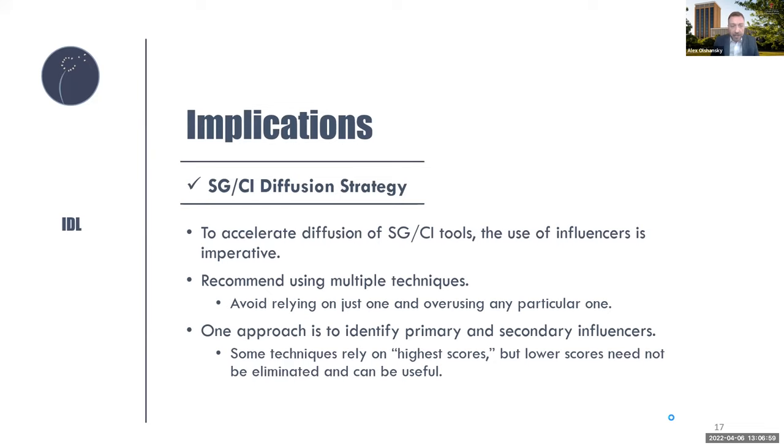So some of the implications from this work, and for a successful Science Gateways and CI diffusion strategy, the use of influencers is imperative. And so here we recommend using multiple of these techniques at any given time, and to avoid relying on just one and overusing any particular one. And so one approach is to identify primary and secondary influencers.